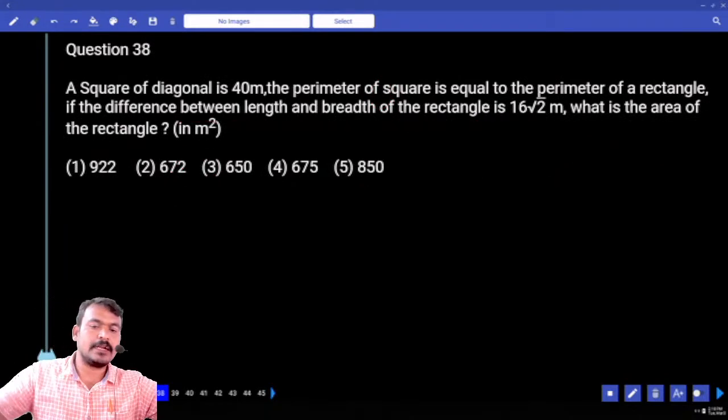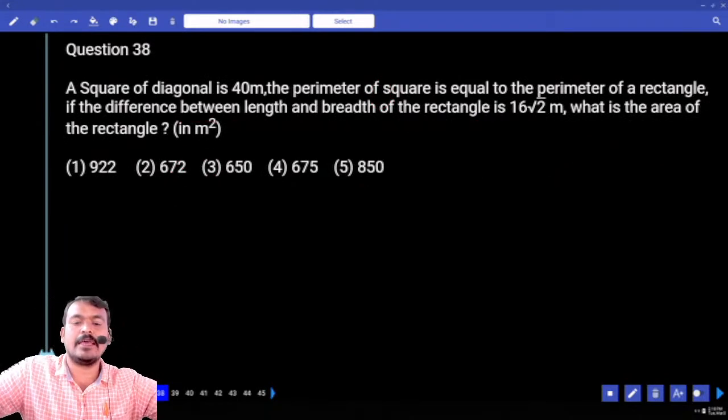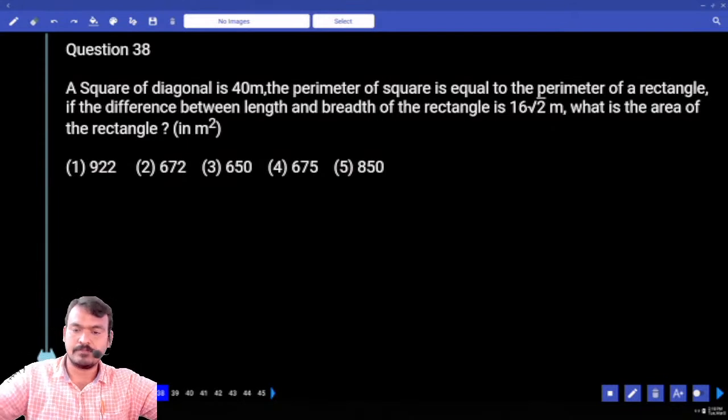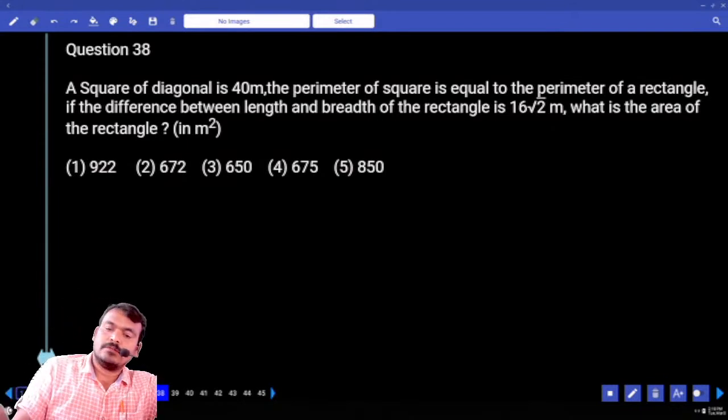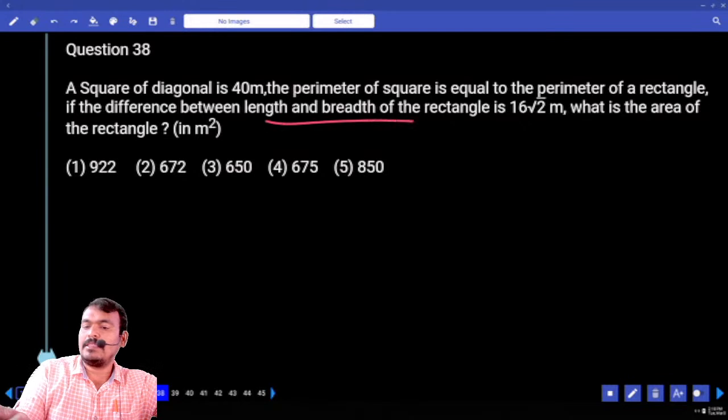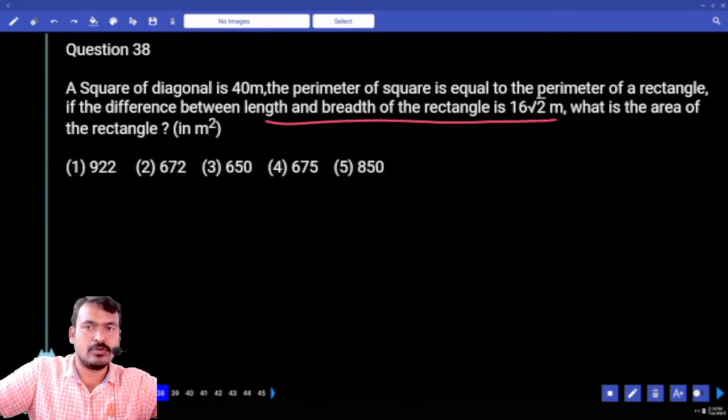Next question number 38. A square of diagonal is 40 meters. The perimeter of a square is equal to the perimeter of a rectangle. If the difference between the length and breadth of a rectangle is 16 root 2 meters, what is the area of the rectangle? Difference between the length and breadth of a rectangle is 16 root 2 meters.